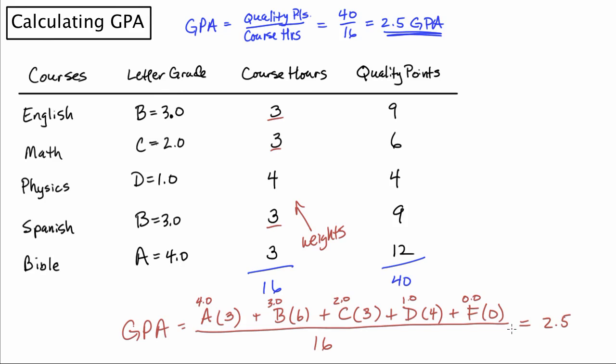Now I just want to make it clear that the sum of the weights, in other words, the sum of the things in the parentheses, actually add up to the denominator. So that's sort of an important feature of any weighted average, is that the sum of the weights equals the denominator.